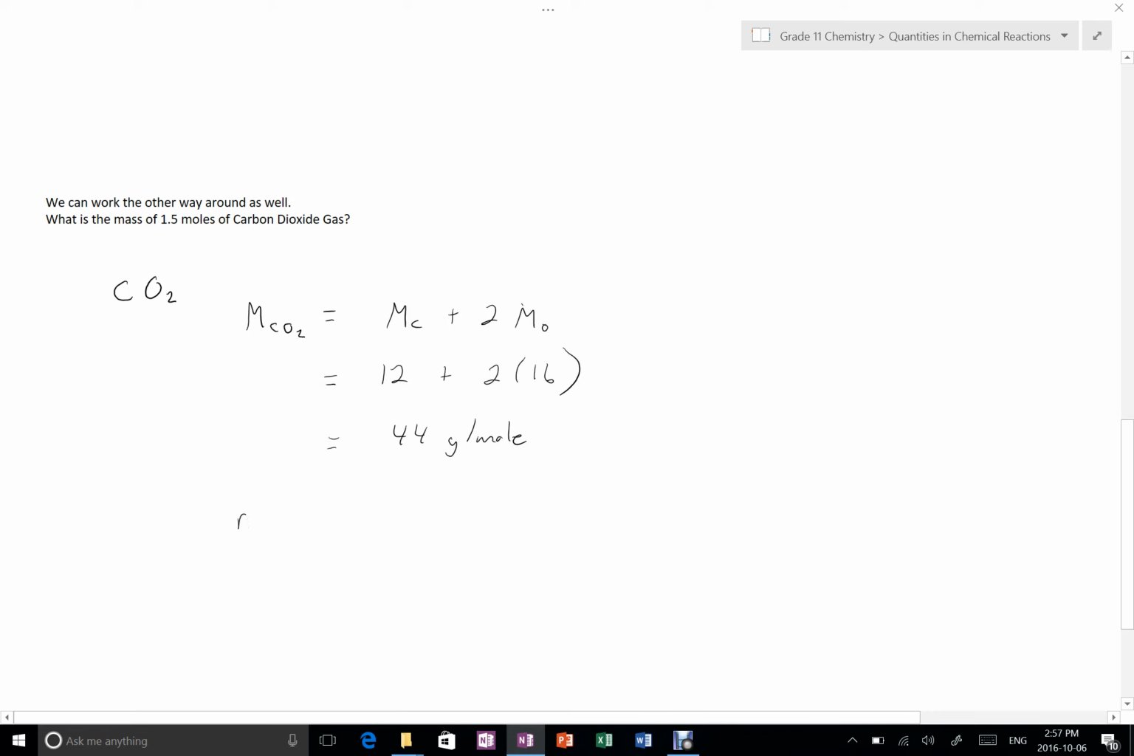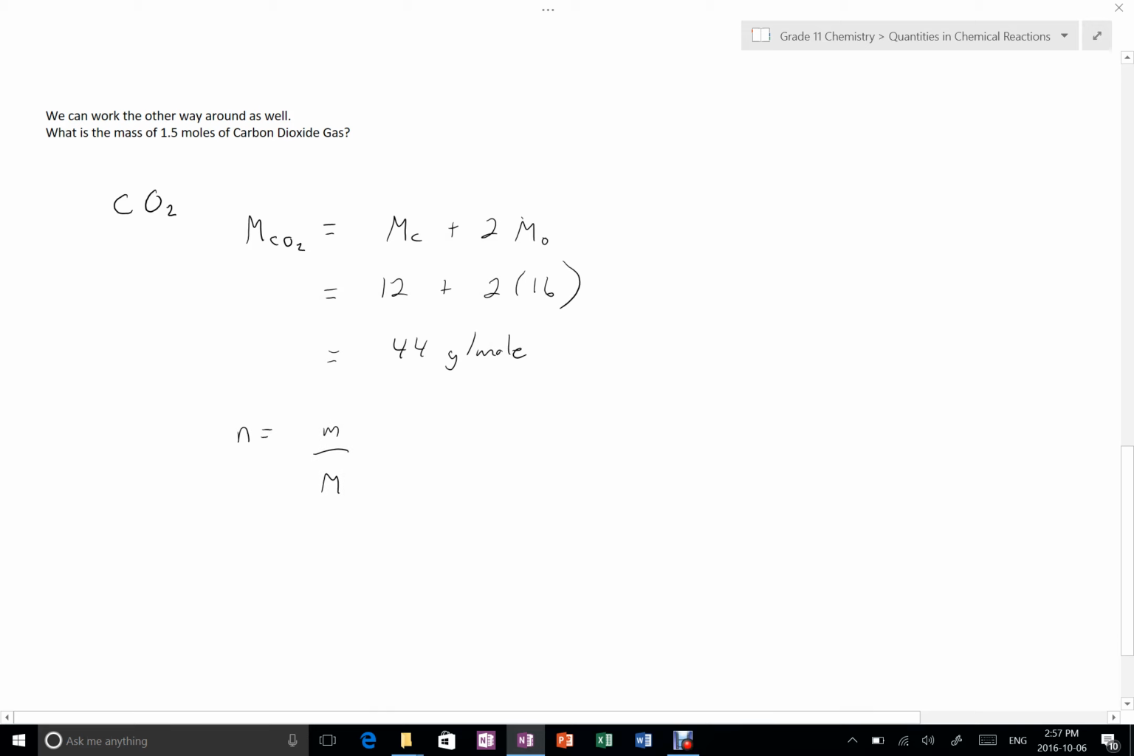So moles is equal to mass over molar mass. That's my equation. If I want the actual mass here, I have 1.5 moles, times the mass, and then there's 44 grams in each mole.